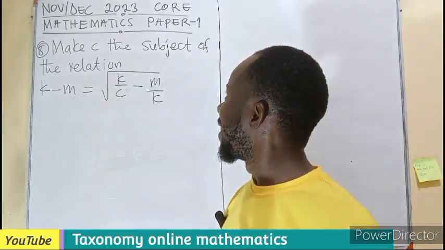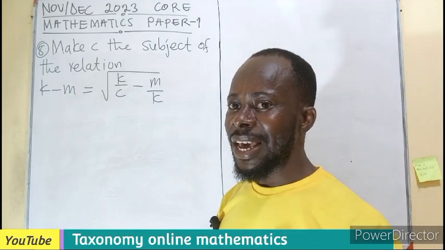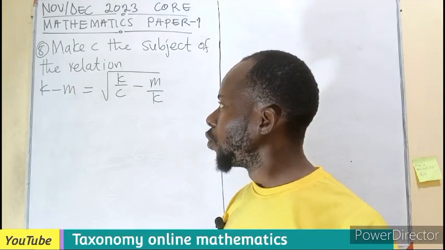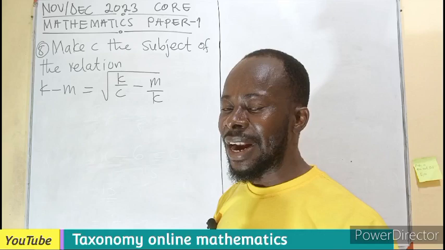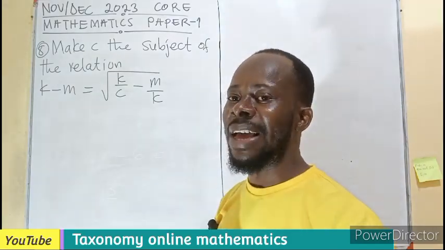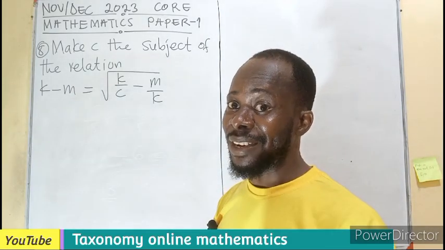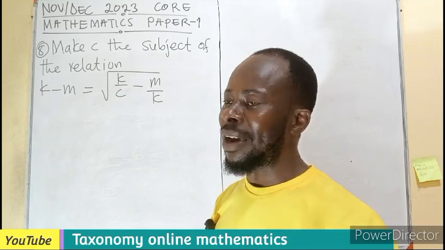So we have to make C the subject of the relation: K minus M equals the square root of K divided by C minus M divided by K. I believe this is interesting. You can pause the video and try it out.